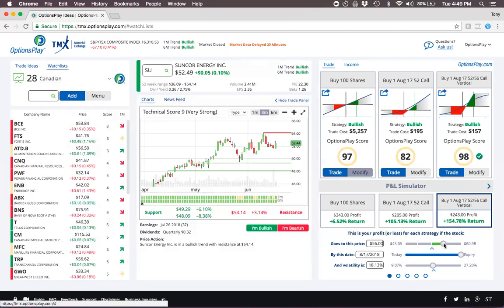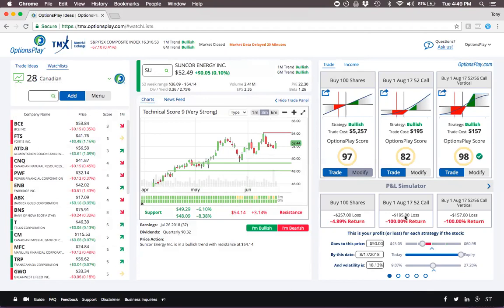Conversely, this also allows you to say, what happens if I'm wrong? What happens if Suncor Energy goes back down to 50? Which is very possible. Maybe the stock is topping. Maybe it's not going to go any further. How much money am I losing? Here, if you had bought the stock, you lose $257.